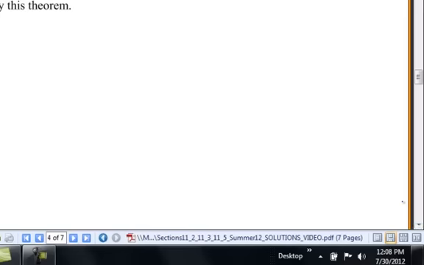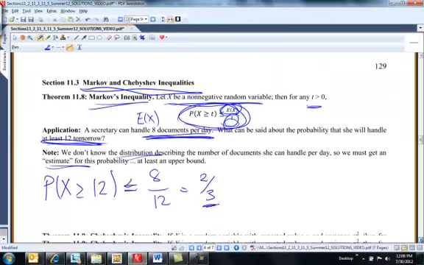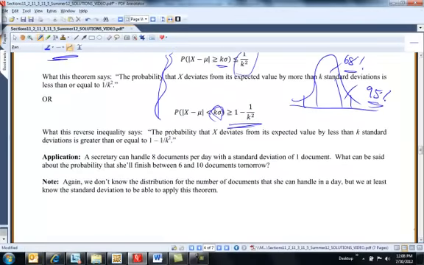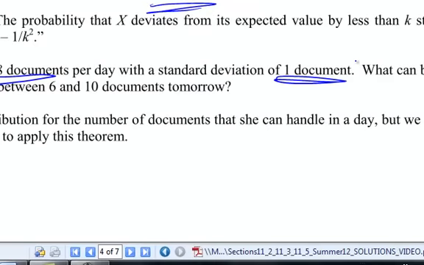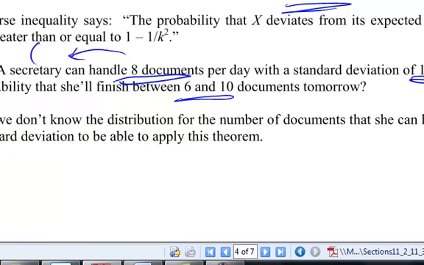So let's leave that up there a little bit, and do one application. A secretary can handle 8 documents per day with a standard deviation of 1 document. A little bit more information. What can be said about the probability she'll finish between 6 and 10 documents tomorrow? That is 2 standard deviations to the left and 2 standard deviations to the right of 8.